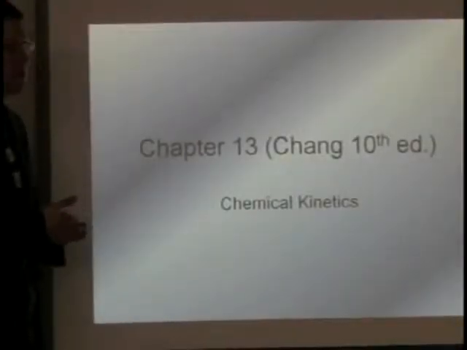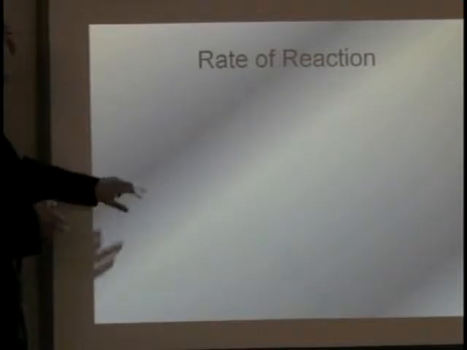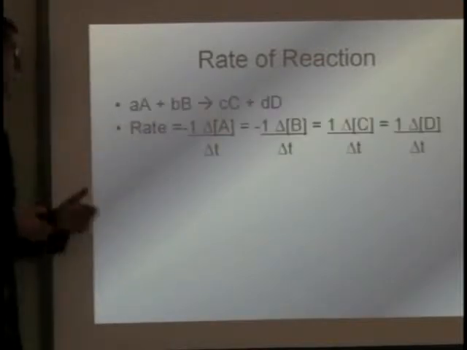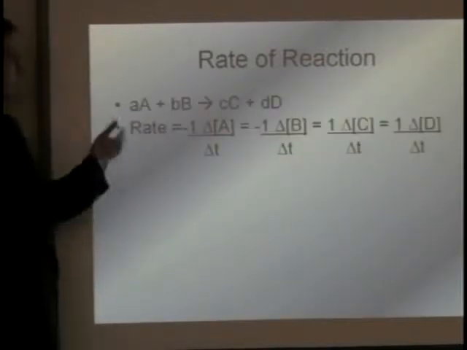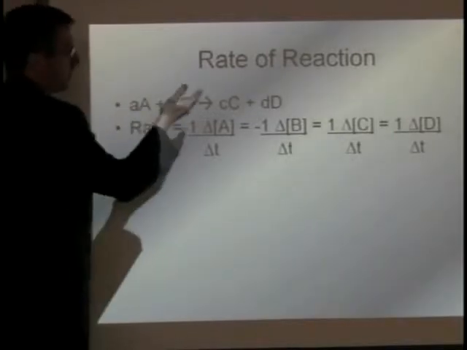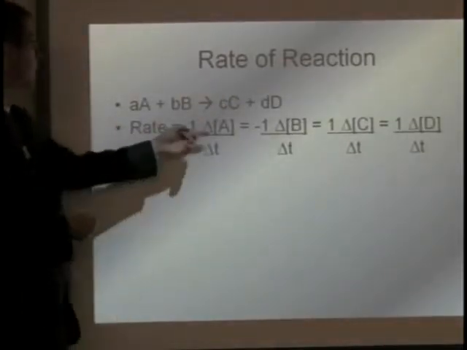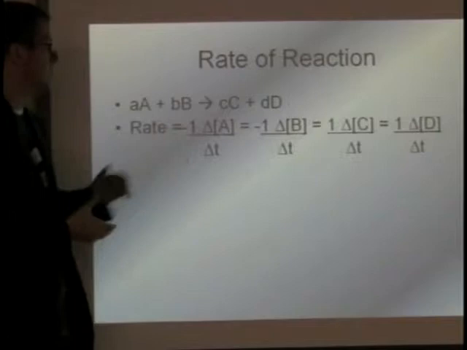Chapter 13 for AP Chem Review on chemical kinetics. Kinetics is referring to the rate of the reaction. Now let's say, for example, we're given the generic reaction of stoichiometric coefficient a of molecule A plus b B equals c C plus d D. The rate would be written as the concentration change over the change in time.